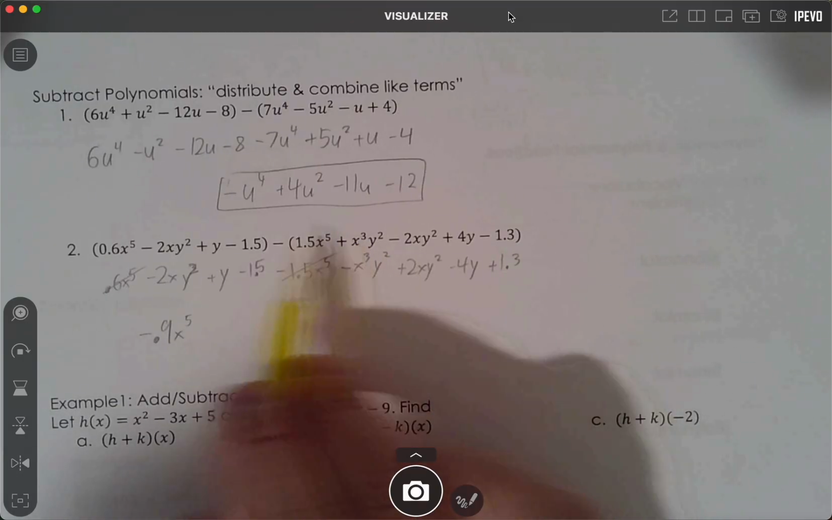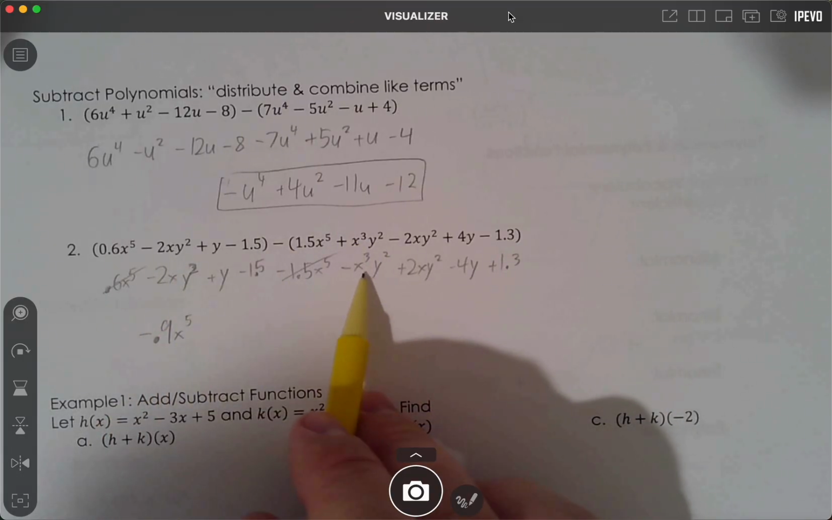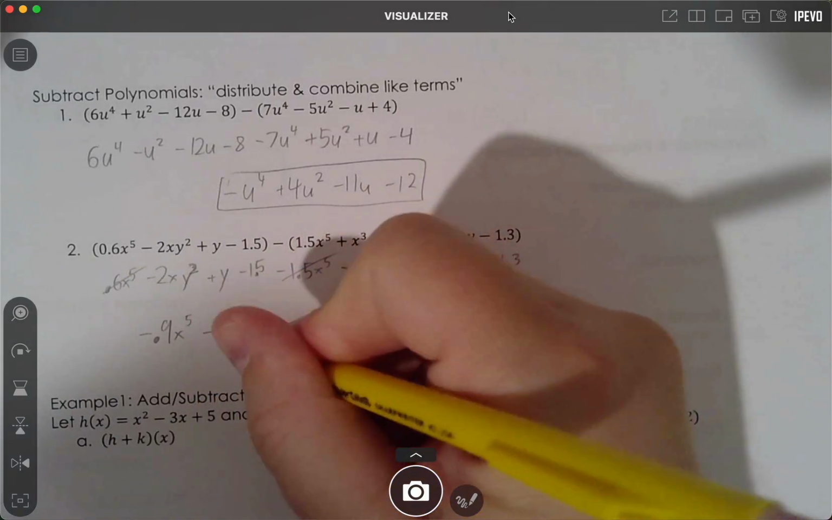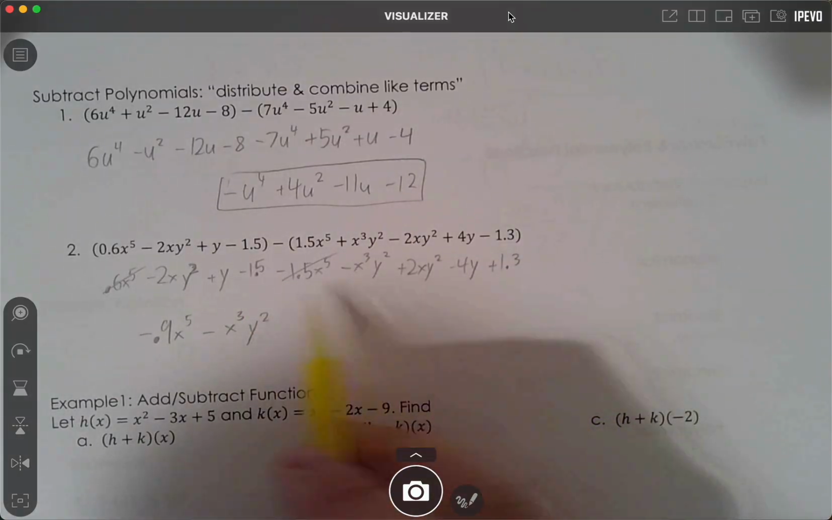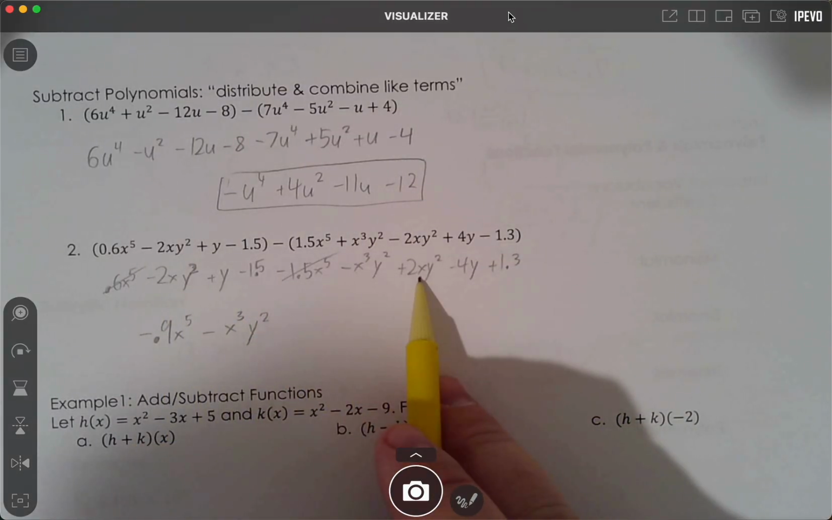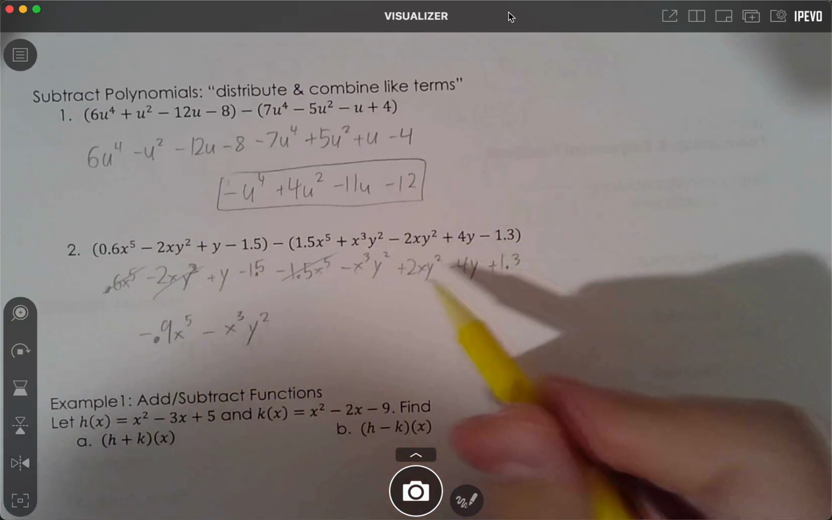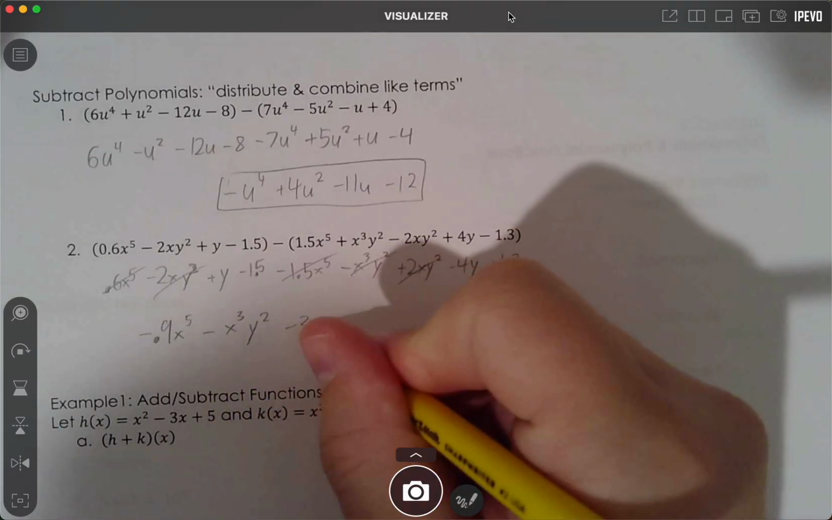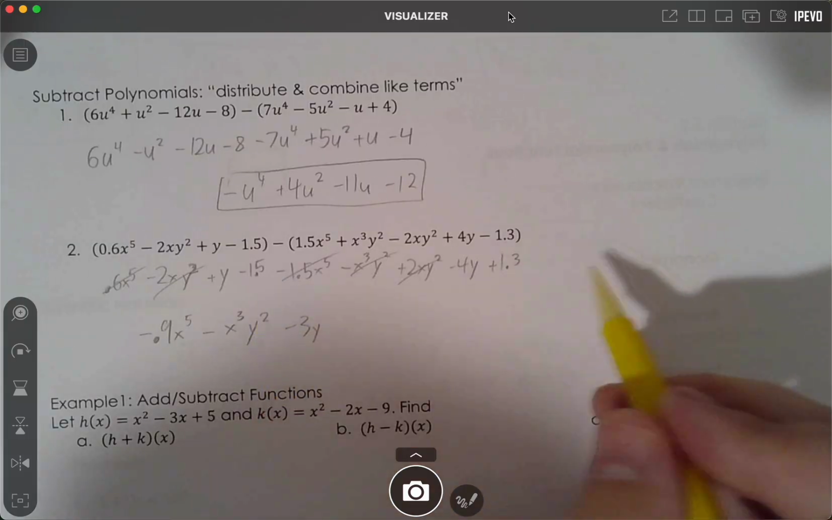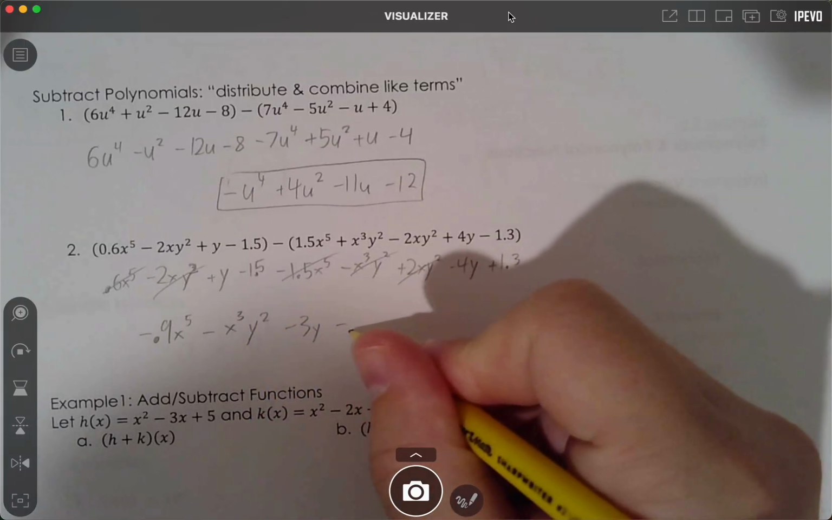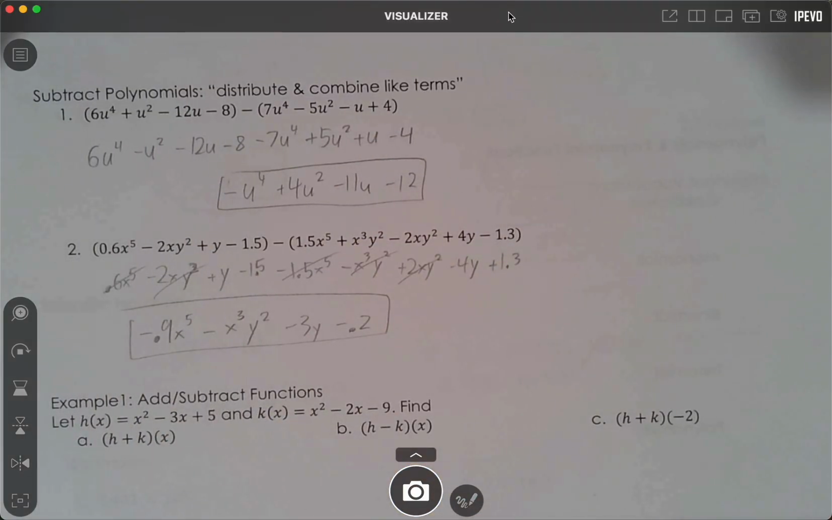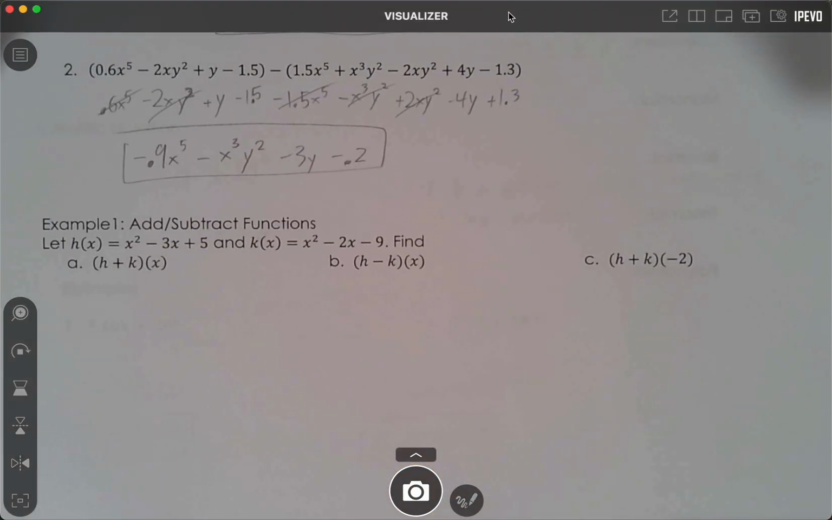Well, this one doesn't have a buddy over here, so what do we do? Well, don't worry about it, you just recopy that one. If it doesn't have a buddy, it just gets copied and follows along. Now next, our next term is the negative 2y squared, and because of the negating, I have a positive 2xy squared, and that's just going to cancel out entirely. The positive y and the negative 4y is negative 3y, and negative 1.5 and positive 1.3 is negative 0.2. All right, we're done.